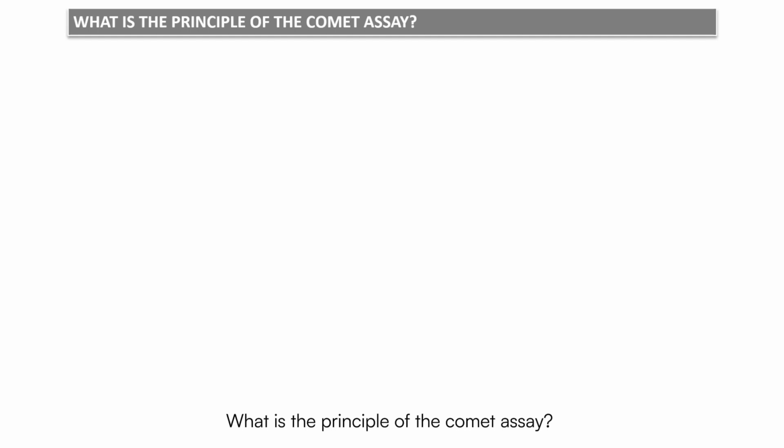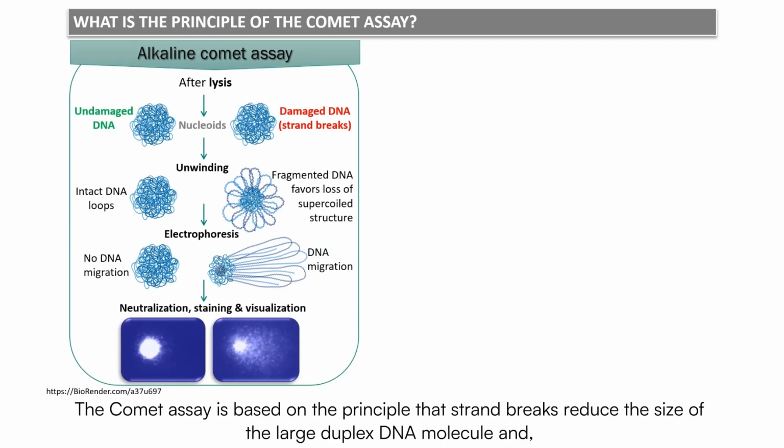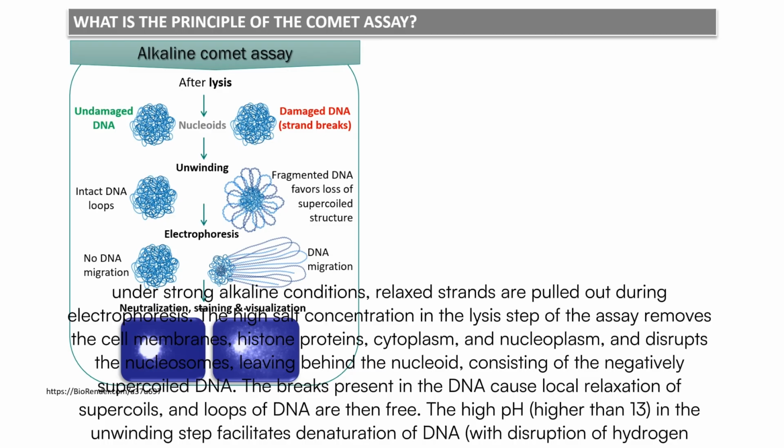What is the principle of the COMET assay? The COMET assay is based on the principle that strand breaks reduce the size of the large duplex DNA molecule, and under strong alkaline conditions, relaxed strands are pulled out during electrophoresis.